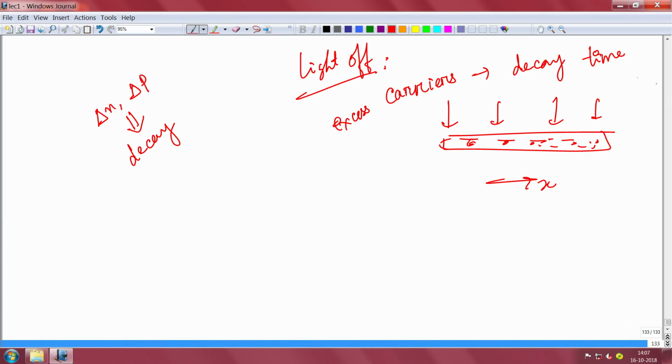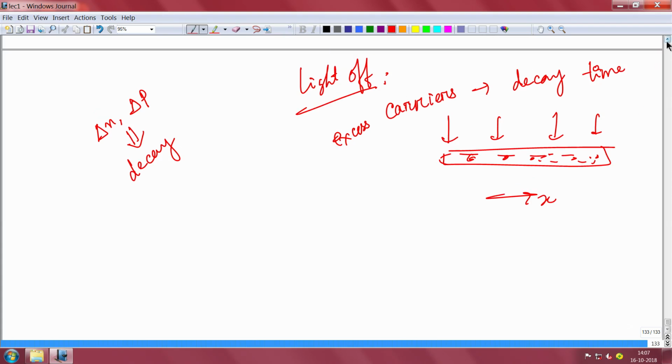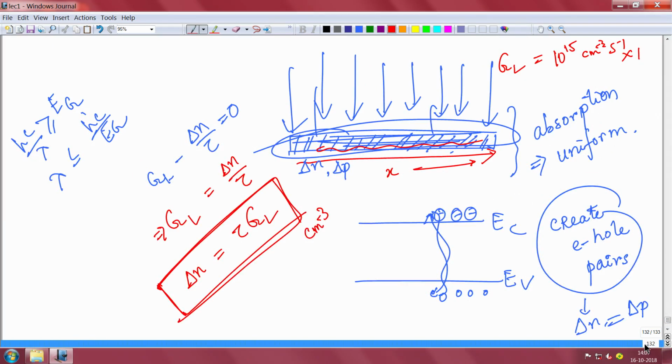So you have to solve the continuity equation again, with the boundary condition that exactly when your light is switched off, at t equal to 0, this was the excess carrier, because this was the uniform excess carrier density. The moment you switch off the light, this excess carrier that was persistent there will decay from this value, which means if I plot delta n at any point, it is the same with respect to time.